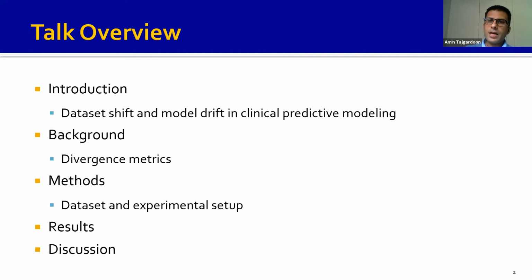Here's my presentation outline. As the introduction, I described the problem of dataset shift and model drift in clinical predictive models and our proposed approach to tackle the problem. In the background section, I introduced the divergence metrics used to measure dataset shift. The method section includes descriptions of the dataset that we use in our experimental workflow. At the end, I'll present the results followed by a brief conclusion and discussion.